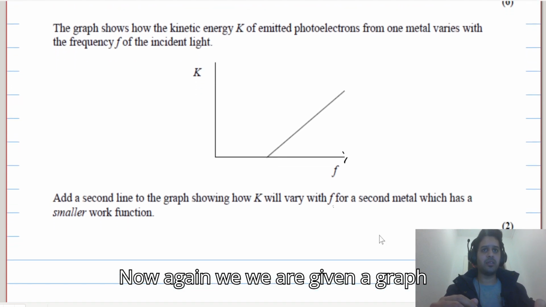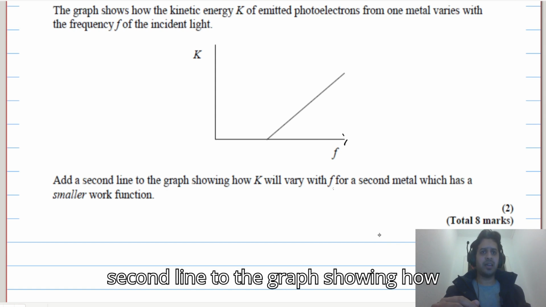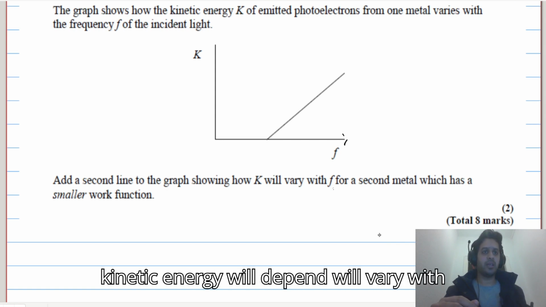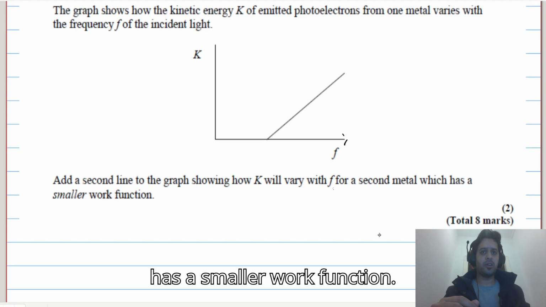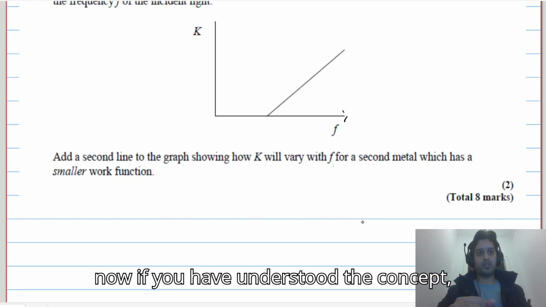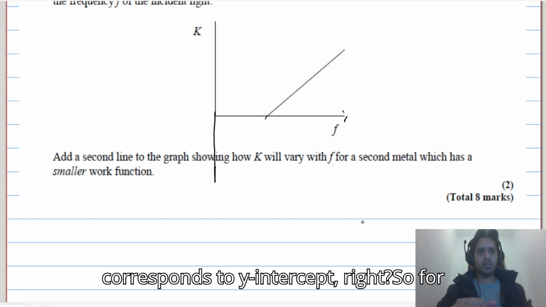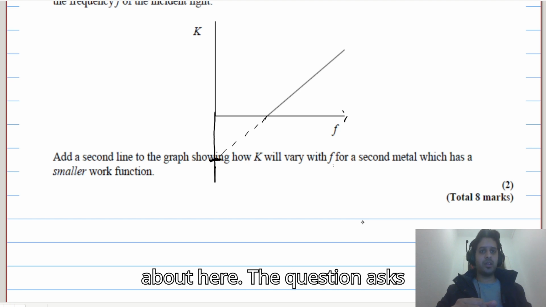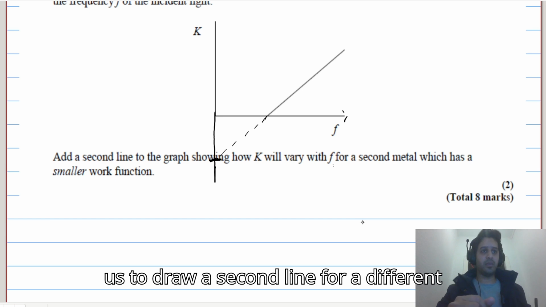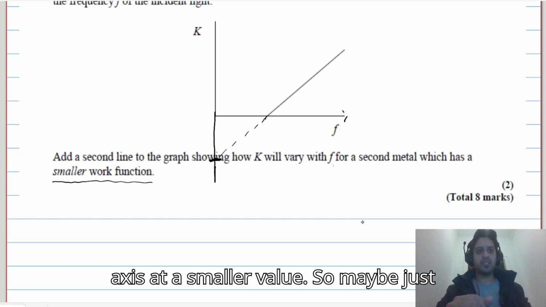Again, we are given a graph for kinetic energy as a function of frequency. And the question is, add a second line to the graph showing how kinetic energy will vary with frequency for a second metal that has a smaller work function. Now, if you have understood the concept, you know that the work function corresponds to y-intercept, right? So for this graph, the y-intercept is about here. The question asks us to draw a second line for a different metal for which we have a smaller work function, right? So you just need to draw a line that would intercept the y-axis at a smaller value.